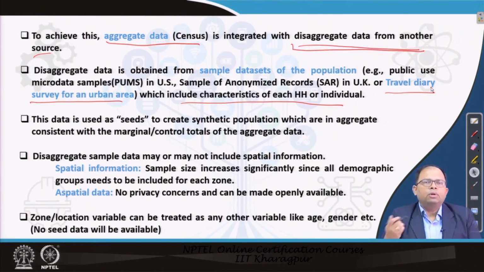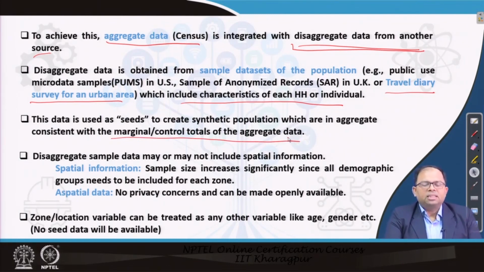For example, if I do a survey of an individual, we should make sure that data is not available which exactly shows that particular individual living in a particular zone. So we usually remove the zone information from that data set, whereas the census data has the zone information, but in the form of totals. That is why we need to combine both data. This disaggregate data is used as seeds to create a synthetic population which is in aggregate consistent with the marginal control totals of the aggregate data, which is the census data.